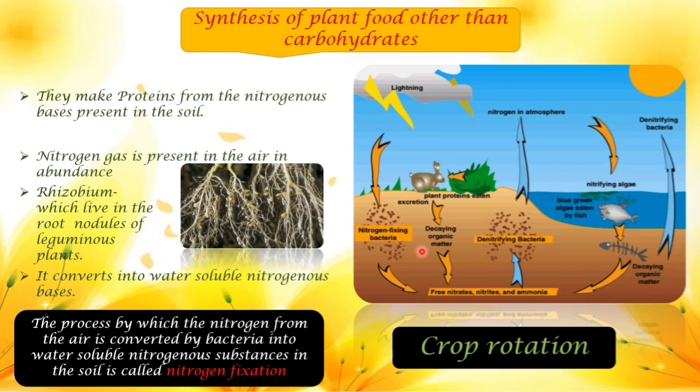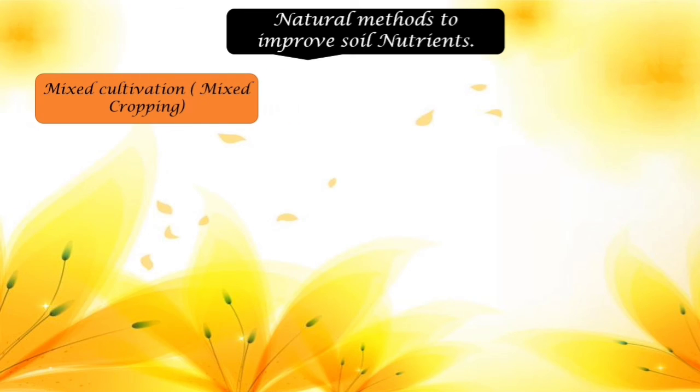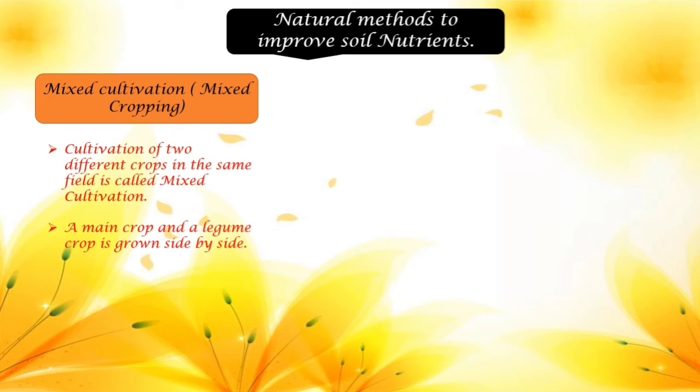So here we can also see something called crop rotation. How does it help? Let us see now. One of the methods to improve the soil nutrition is crop rotation. This crop rotation can be done, and mixed cultivation can also be done. Rotation of crops or mixed cultivation. Let us see what mixed cultivation is all about.